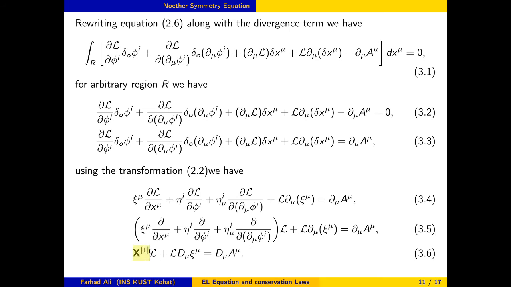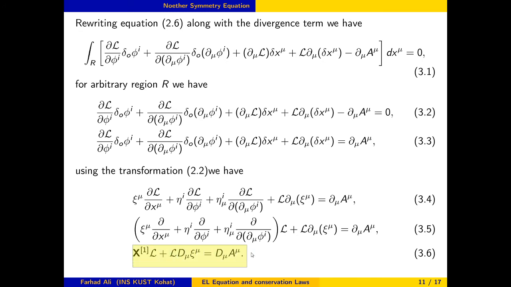Operate on L. L total derivative operator on xi, and total derivative operator on A. This is the more compact form of the Noether symmetry equations.